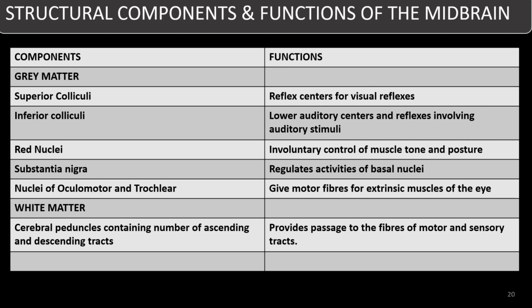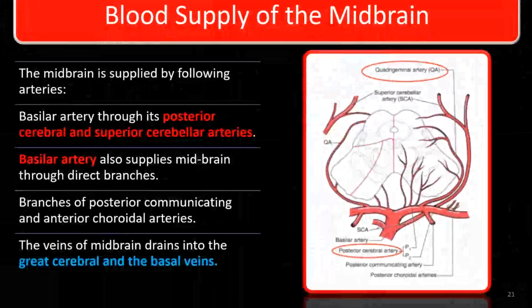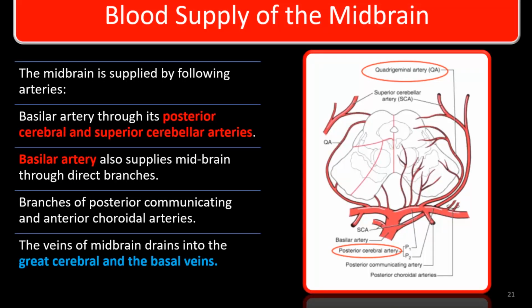Both oculomotor and trochlear nuclei will give rise to the nerves. In the white matter, the cerebral peduncle containing a number of ascending and descending fibers will provide passage to fibers of both motor and sensory tracts. We will look at blood supply of the midbrain, and this is actually through basilar artery. The main branches are 1. The posterior cerebral and superior cerebellar arteries.